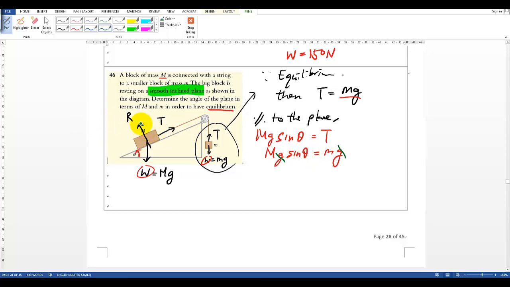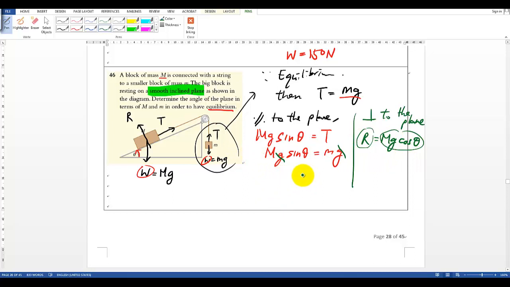And I don't think perpendicular will be useful. So perpendicular, I'll just write it out first, just for your reference. Then we will have R equals big Mg cosine theta, but this time it is not useful, I believe, because there's no friction. If there is friction, then R will be relevant, and then this thing will be relevant. But for now, I don't think it is useful at all.